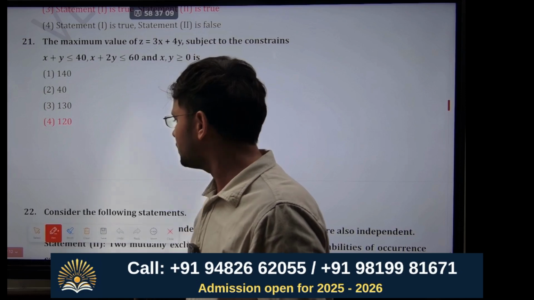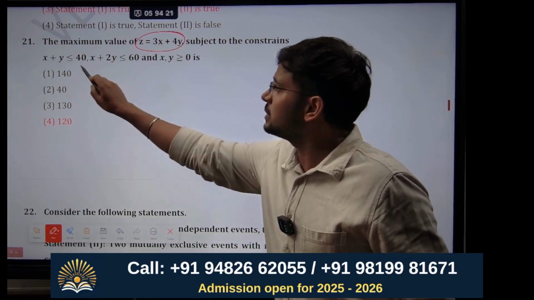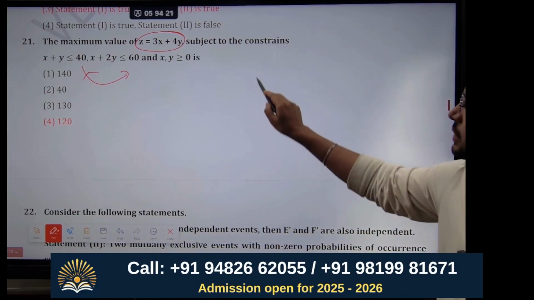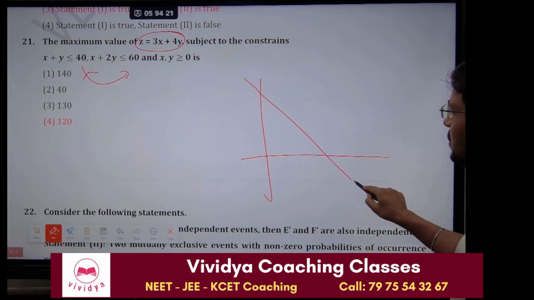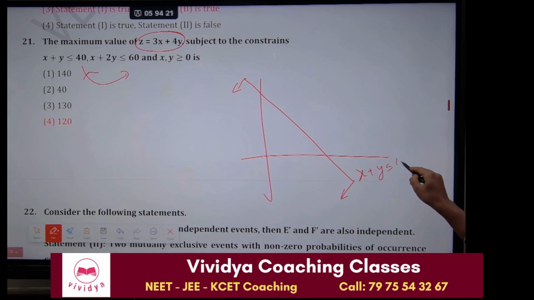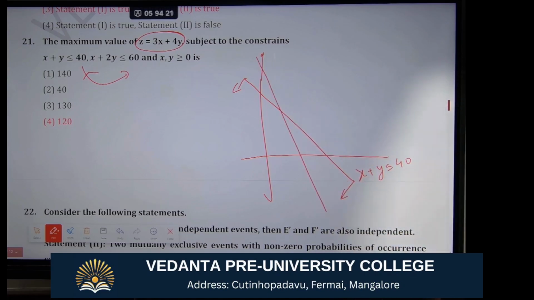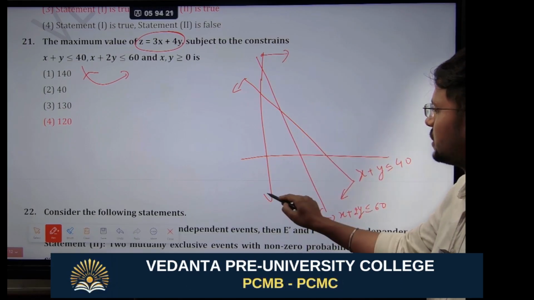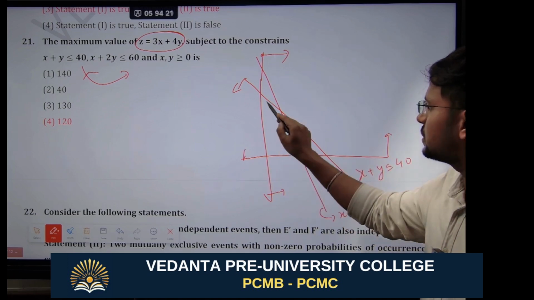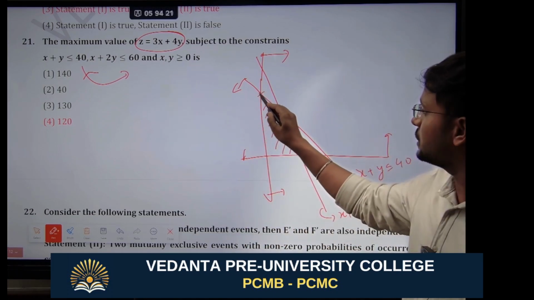Now again the LPP question, this time 2 LPP questions have come. So I have to maximize this based on these 4 constraints. If I plot the graph x plus y is equal to 40, this will come as less than or equal to 40. I'm not sure, the graph may change, but it may look like this. x plus 2y is less than or equal to 60. And I know that x is greater than or equal to 0 and y is greater than or equal to 0. So this is the region. And I know the maximum value can only be obtained at the boundary points. So these are the boundary points.